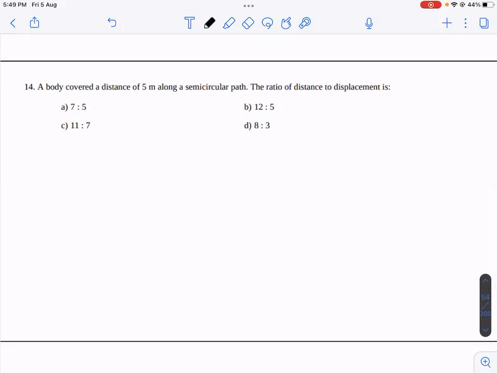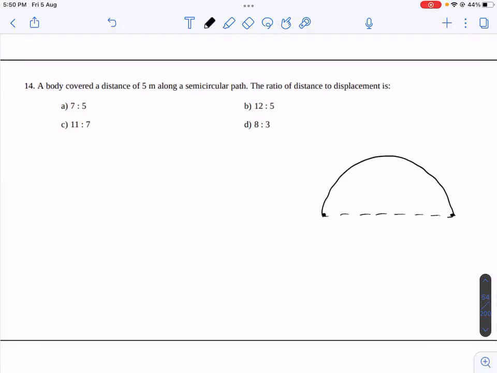See, a body covered a distance of 5 meters along a semicircular path. The ratio of the distance to the displacement is the simplest problem. So a particle has started here. It has covered a distance of 5 meters in a semicircular path. Now, what is going to be the displacement? A ratio of the distance to the displacement. How to solve this?